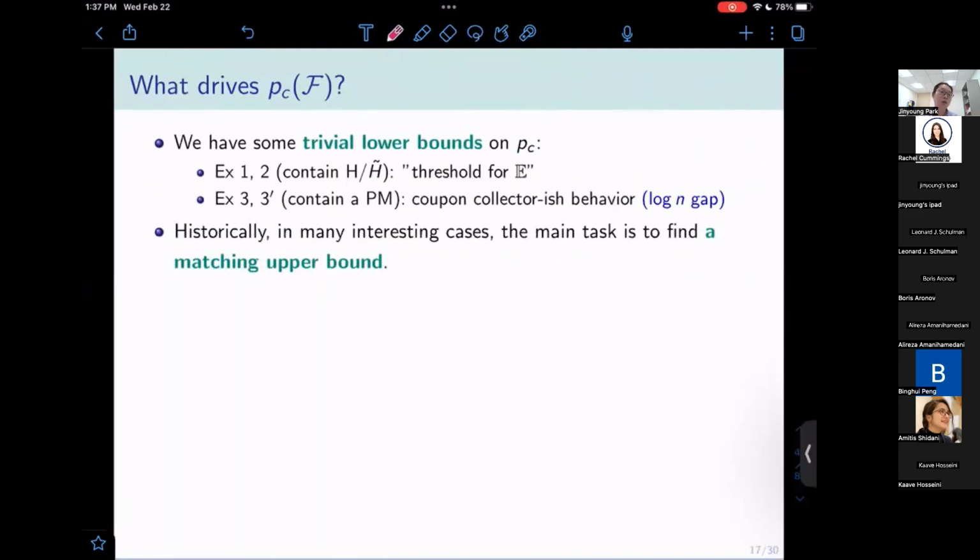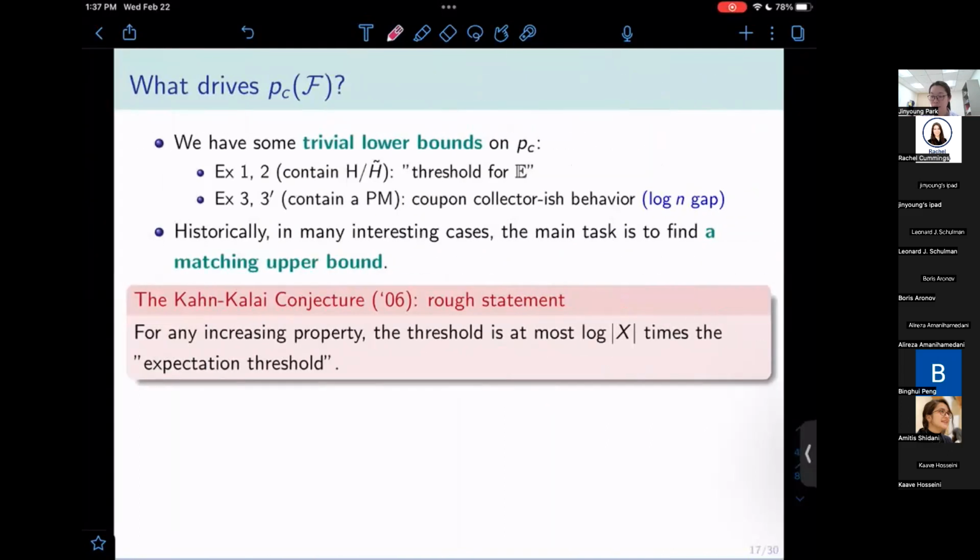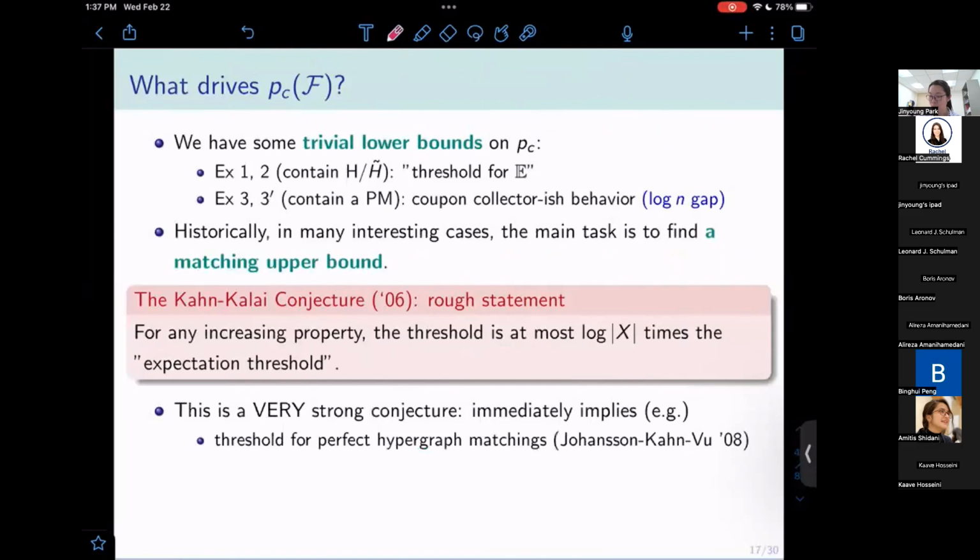So those are all about lower bounds, and historically, in many, many interesting cases, the main task is to find a matching upper bound. And then a rough statement of the Kahn-Kalai conjecture is this. For any increasing property, the threshold is at most log n times the expectation threshold. So this indeed says that this expectation threshold, which is an easy lower bound, also gives an upper bound up to this log n factor. And as I said, this conjecture is very strong. So this immediately implies historically very hard questions.